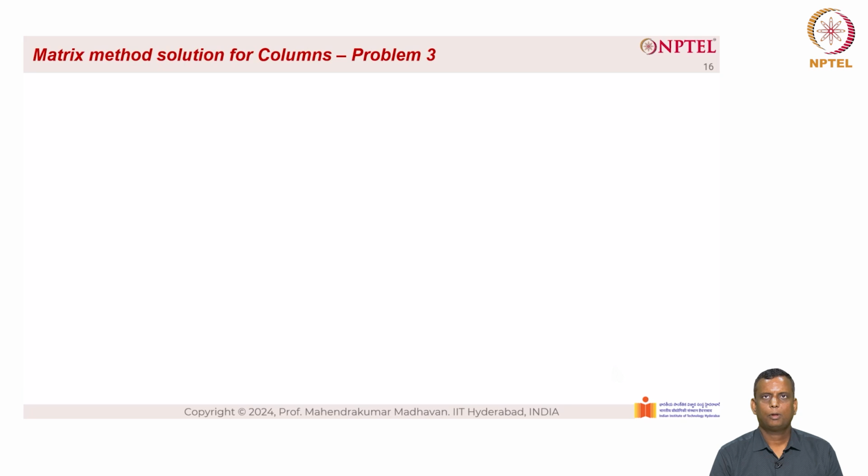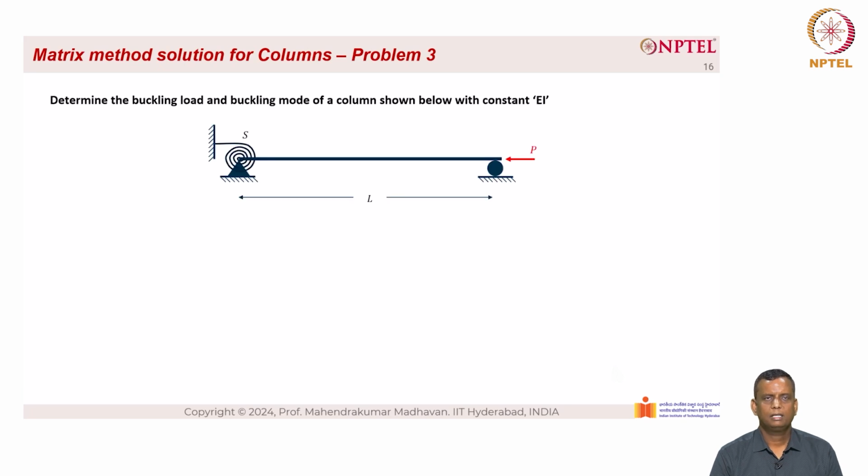Let's look at another problem, problem 3. Here, instead of a linear spring, we have a rotational spring. So the problem is: determine the buckling load and buckling mode of a column shown below with constant EI. Recall the governing differential equation for a beam column. We have V differentiated 4 times plus alpha square into V double dash is equal to 0, where alpha square equal to P by EI.